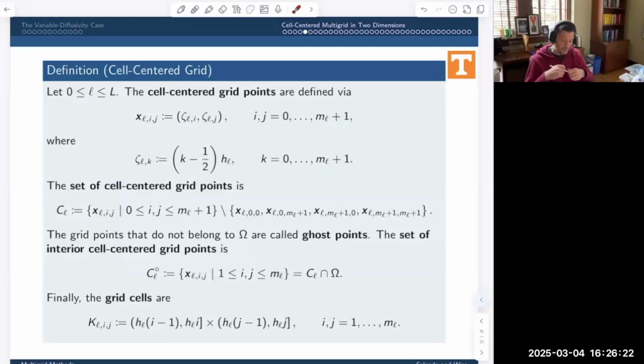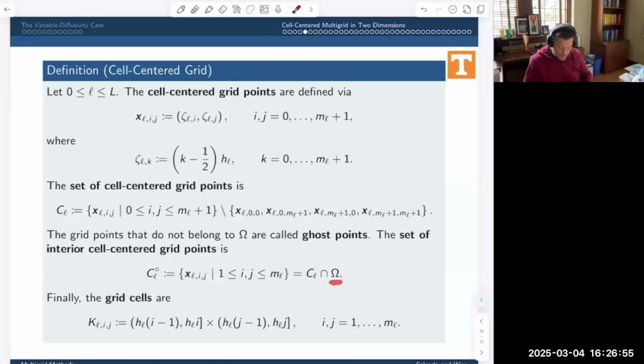We'll often also be interested in just narrowing our focus a little bit and looking at the set of cell center points which are only in the interior of the domain. Those are what I call the interior cell-centered grid points, and those have a special notation. I'm going to put this superscripted circ on the CL set. So this means only those cell-centered grid points which are in the interior.